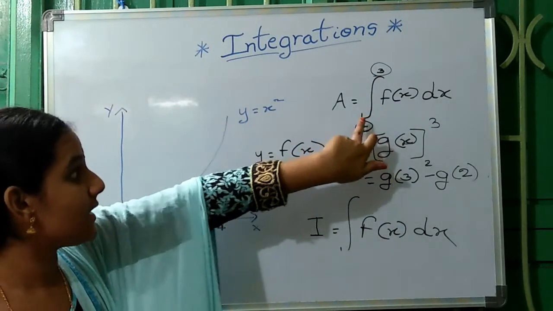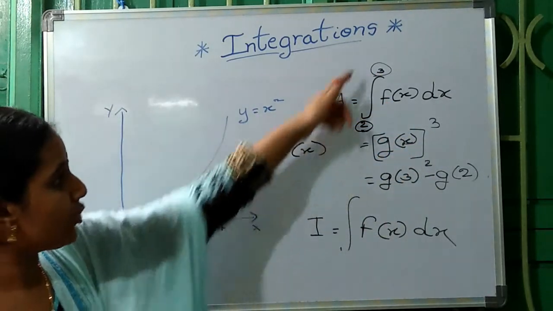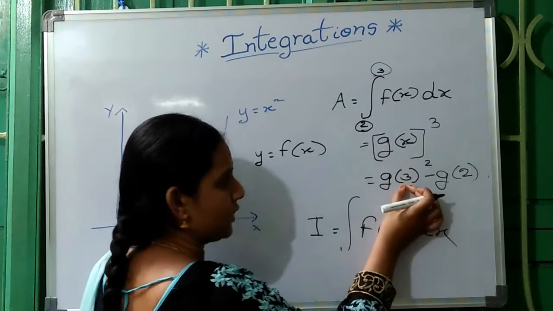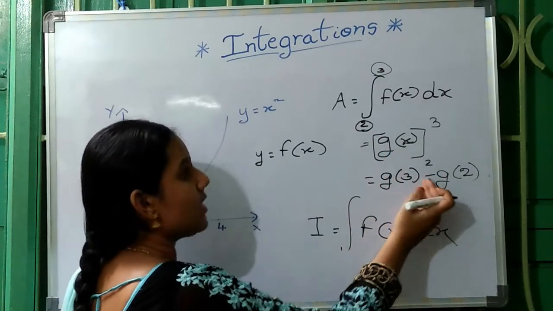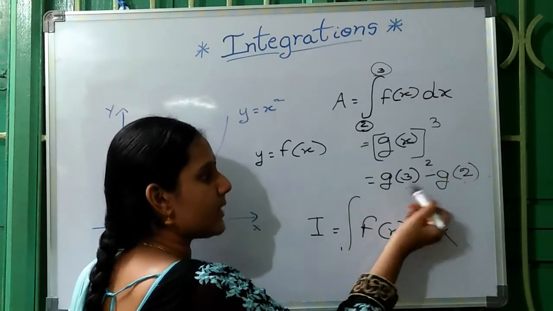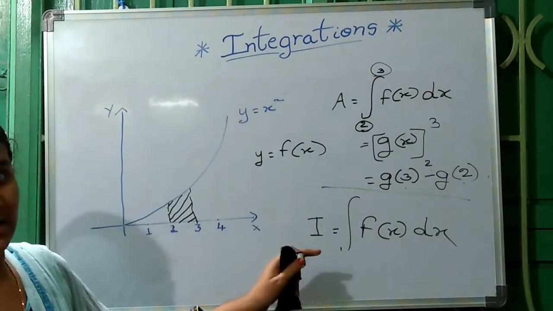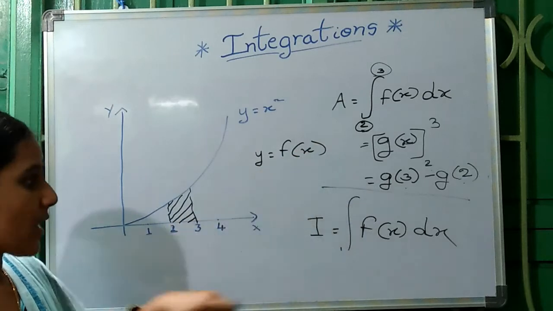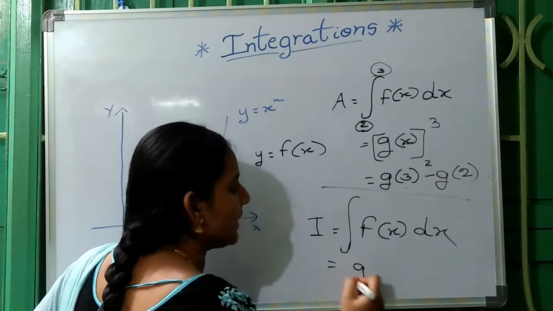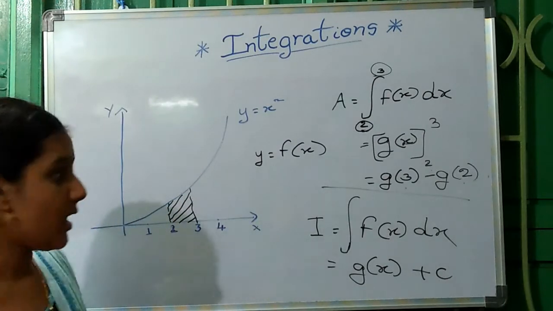If the integration of the function f of x is g of x and the limits are 2 to 3, it is represented like this, and we have to substitute the upper value first in place of x, that is g of x, minus the lower limit. We have to substitute the lower limit in place of x. Upper limit substitution minus lower limit substitution. This is in the case of definite integration. But in case of indefinite integration, we have to write g of x plus some c. We don't know if there is a constant.